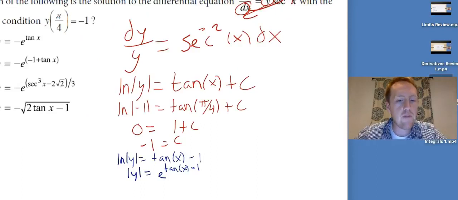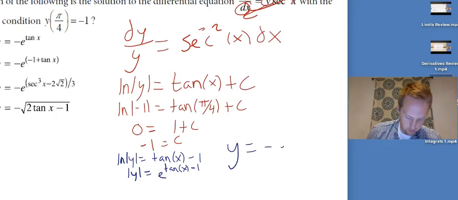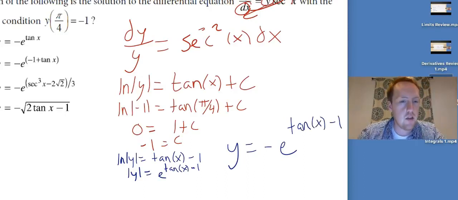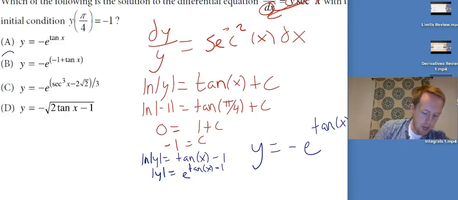What I need to do is reference the initial condition. If I plug in pi/4 on the right-hand side right now, on the e to the tan of x minus 1, I will not get -1. So I just stick a negative sign on it. That's literally all you got to do. And I've also dropped my absolute value bars by taking care of the sign there. So it's not written exactly in the same form that we have, but B is the answer.